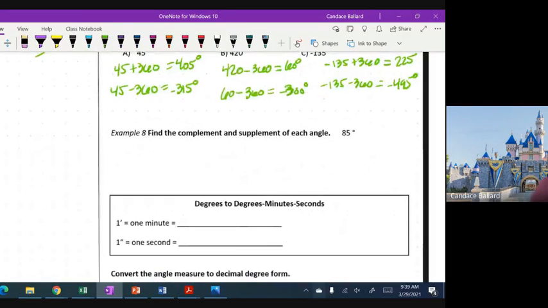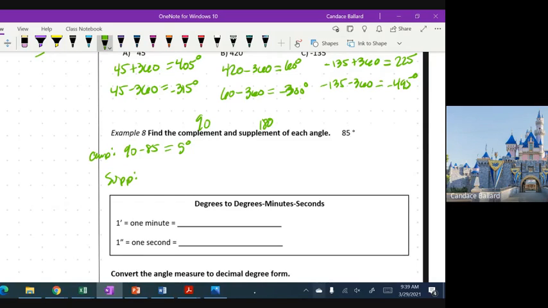All right, so find the complement and supplement of each angle. So complement and supplement, again, you just told me means 90 and 180, right? The way I remember that is 90 comes before 180 and complement comes before supplement in the alphabet, okay? So the complement, I am going to go 90 minus 85, which I should have probably put complement out there, which would give me 5 degrees for the complement.